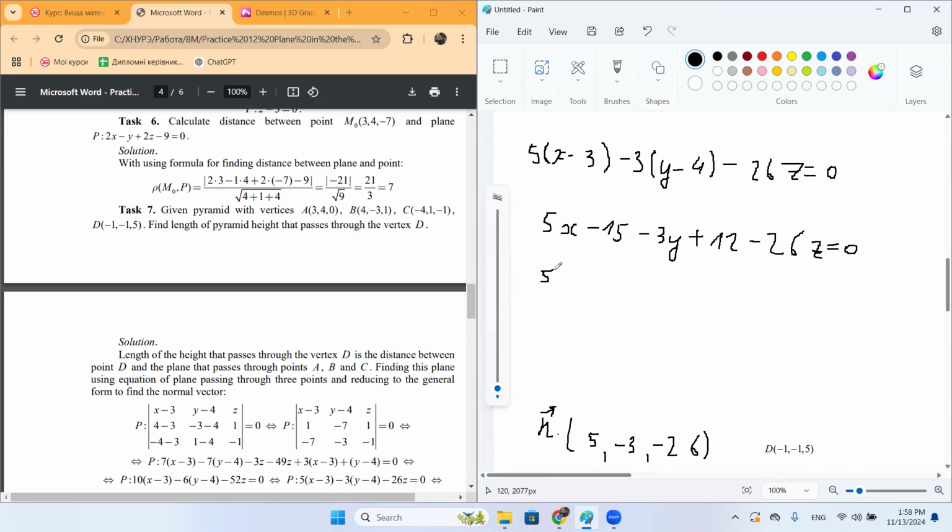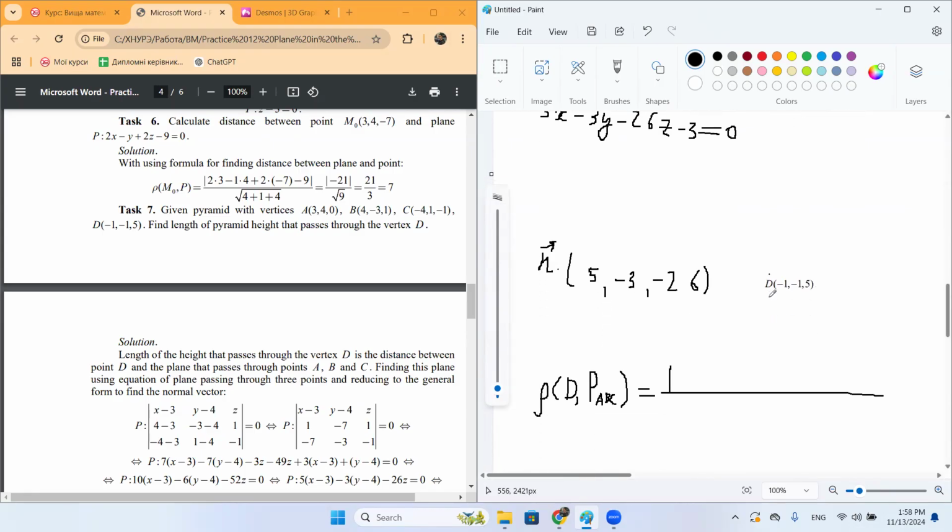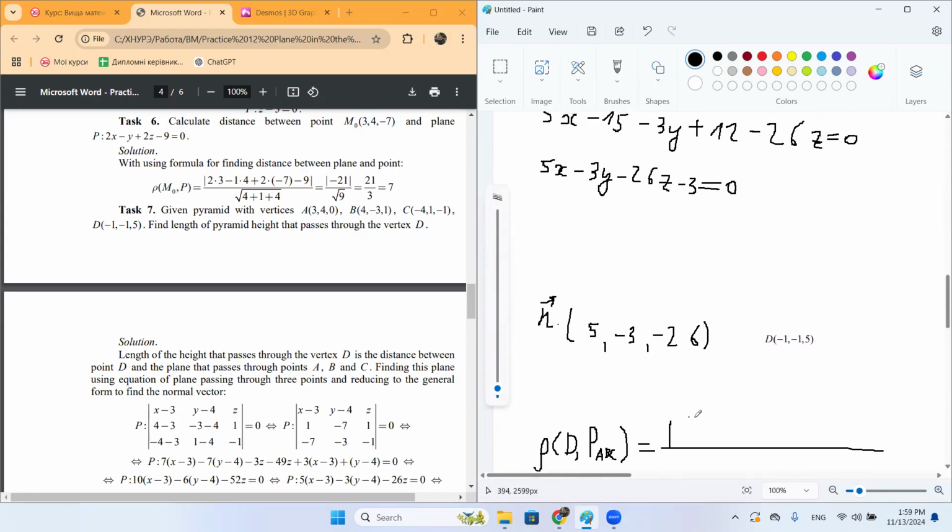Yeah, so minus 5x minus 3y minus 26z minus 3 equals 0. Yeah, so we need this coefficient in explicit form. So 5 by minus 1, so minus 5, plus 3 minus 130 minus 3.